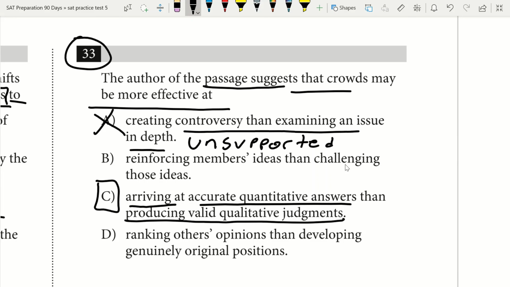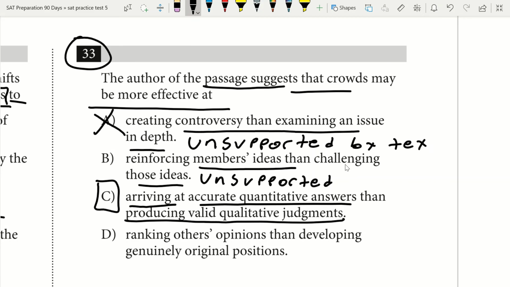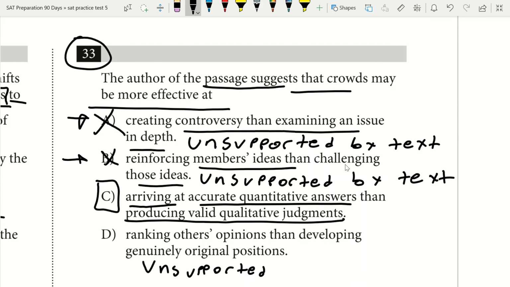So A is wrong. B, reinforcing members' ideas rather than challenging those ideas. Once again, the author never makes that claim. Okay, so that's unsupported by the text. There's no possible way we could support option A or option B or option D. In this case, all of them are wrong because none of them could be supported by the text, and they're all really kind of off in that there's really nowhere that we talk about anything with A, B, or D.